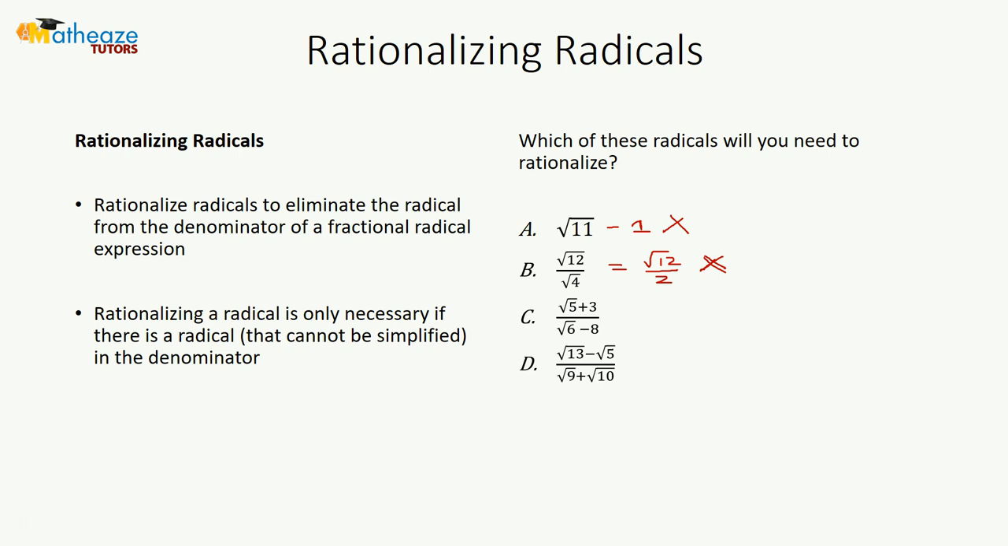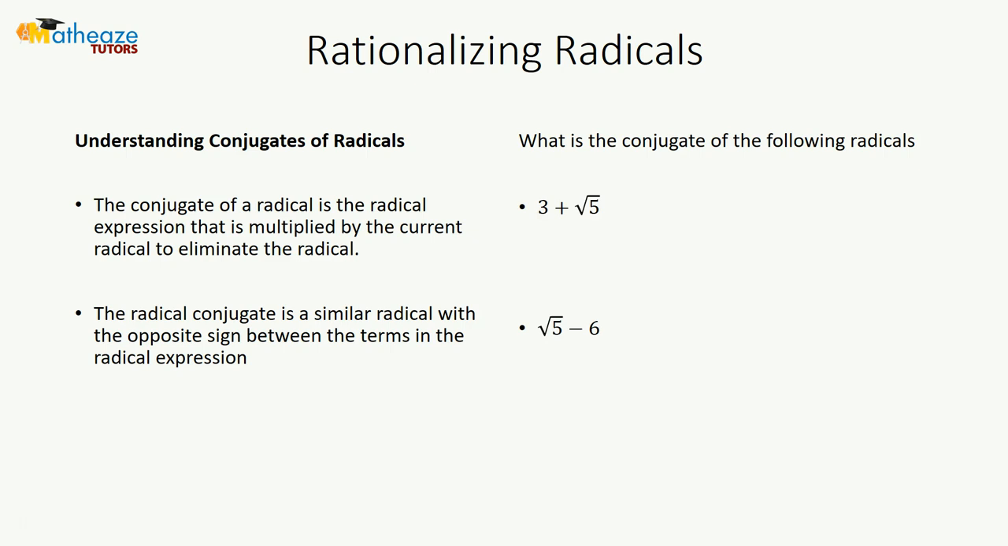Now look at this right here. We have square root of 6 minus 8. We have a radical in the denominator, so this must be rationalized. And then in this case here, look at the denominator. We have square root of 13 minus square root of 5. The square root of 9 is 3 plus square root of 10. The presence of this radical means we have to rationalize this denominator. So this also must be rationalized.